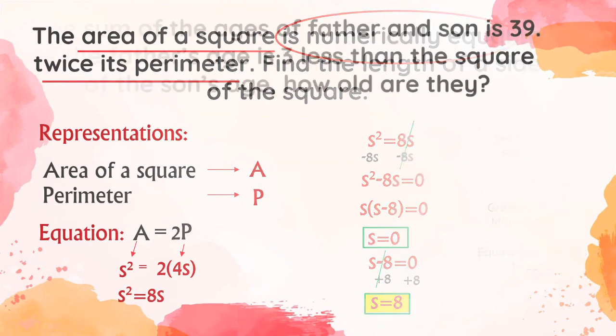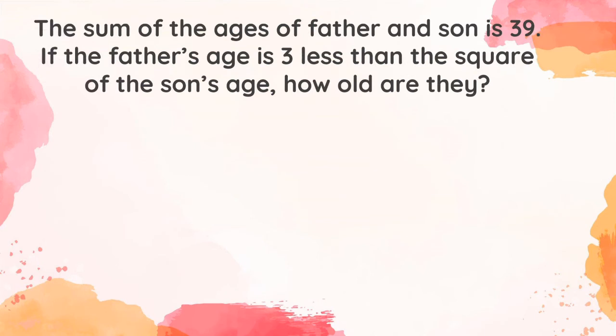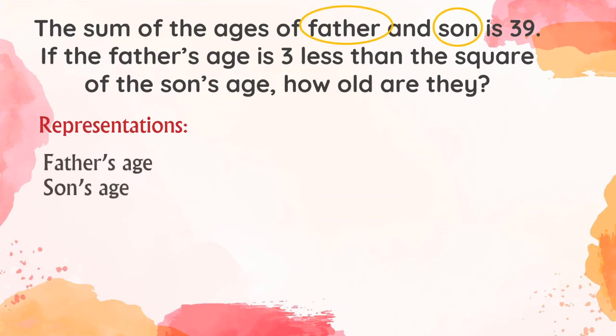Next problem. The sum of the ages of father and son is 39. If the father's age is 3 less than the square of the son's age, how old are they? First, make representations. Ang pinag-uusapan dito ay age ng father at son. Kaya, let's represent father's age and son's age. Father's age is F and son's age is S.